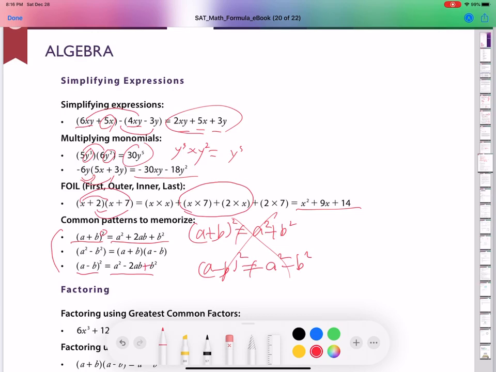And then, how can you factor A squared minus B squared? A squared number minus a squared number is A plus B times A minus B. Please memorize all these three.